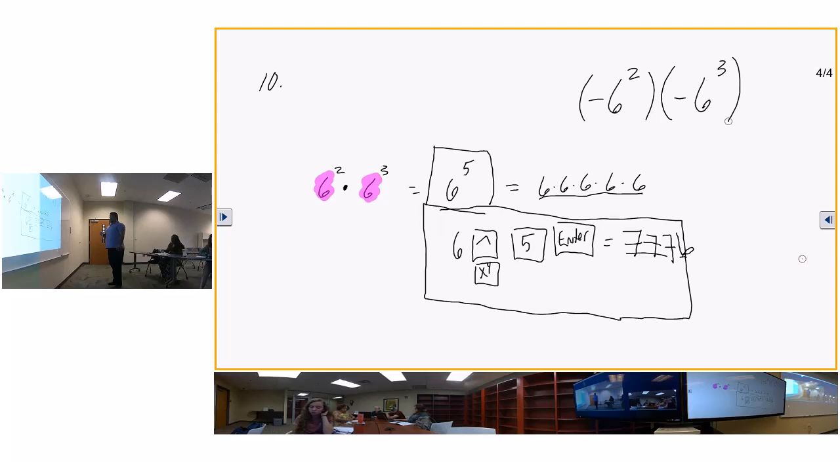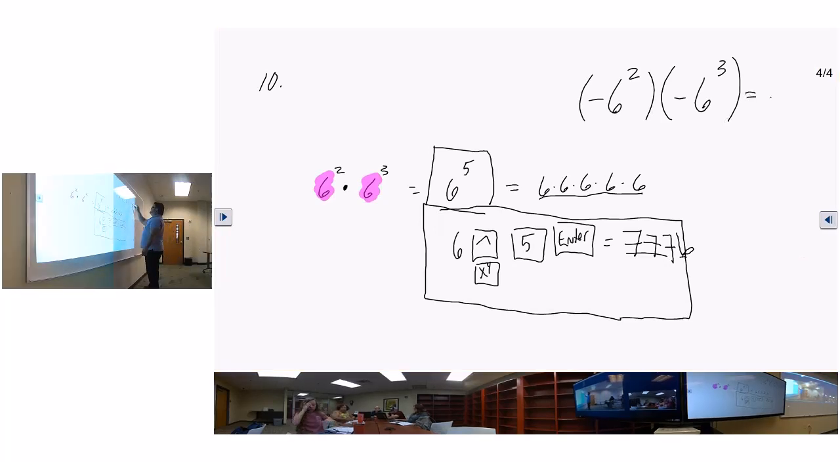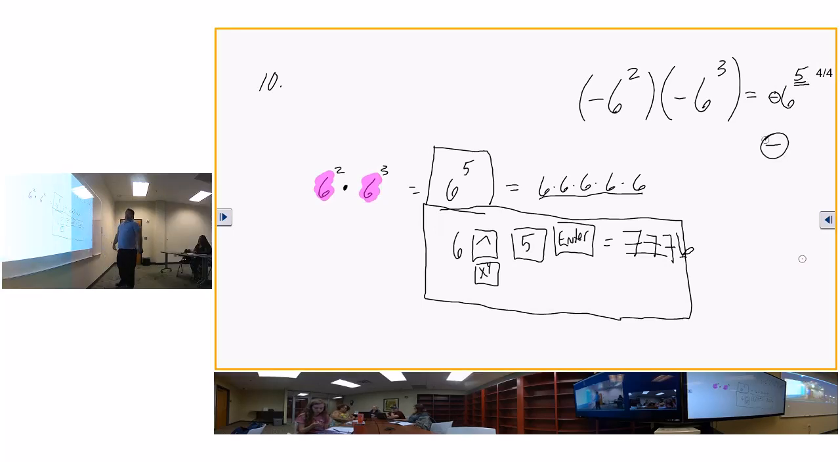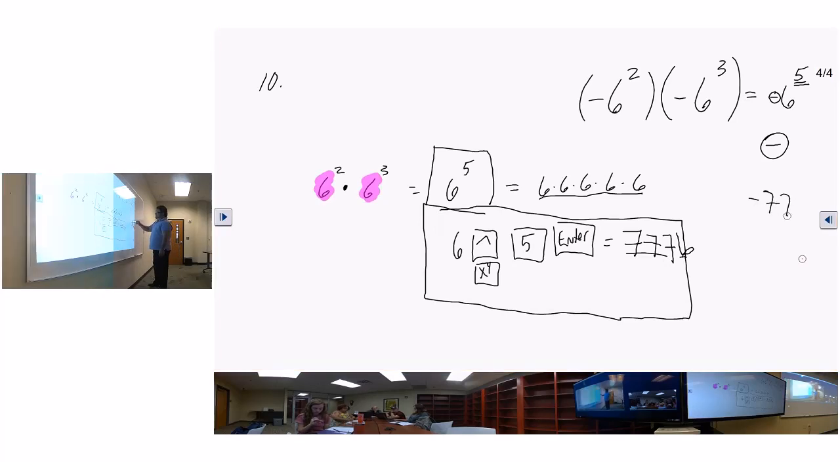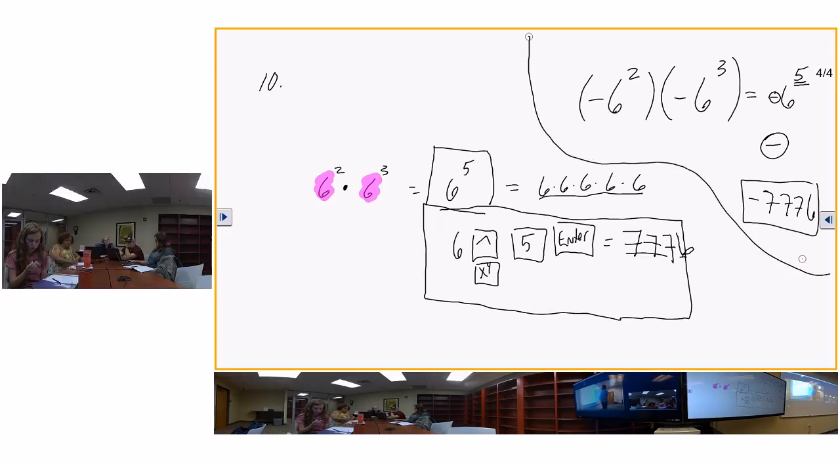Yes or no? Yes. Okay, so that would be negative 6 to the 5th power, and anytime a negative is raised to an odd exponent, the answer is going to be what? Negative. So your answer to this one is negative 7776. Now, is it the same thing if you divide them? Yes, if you come up with an odd exponent.